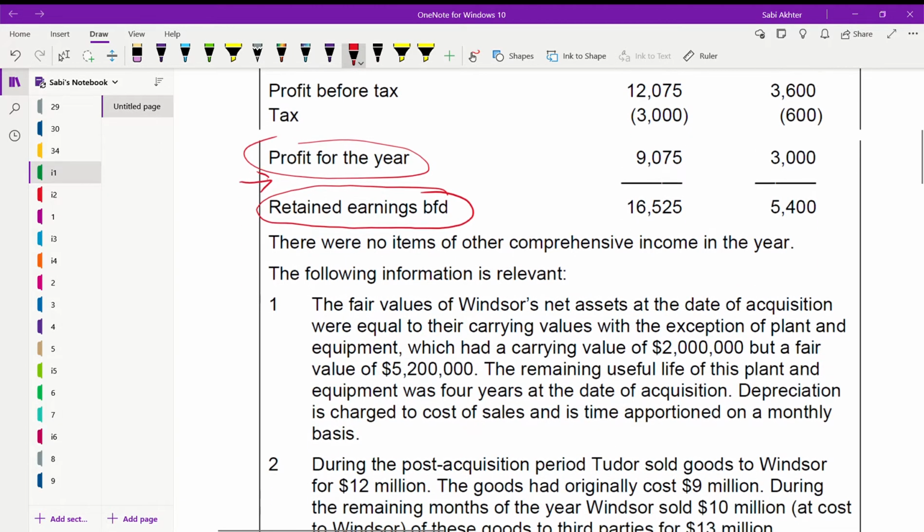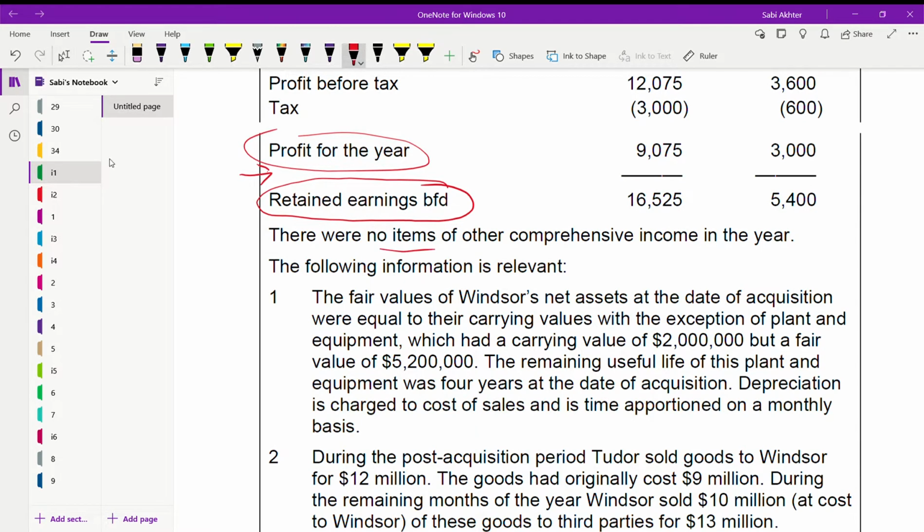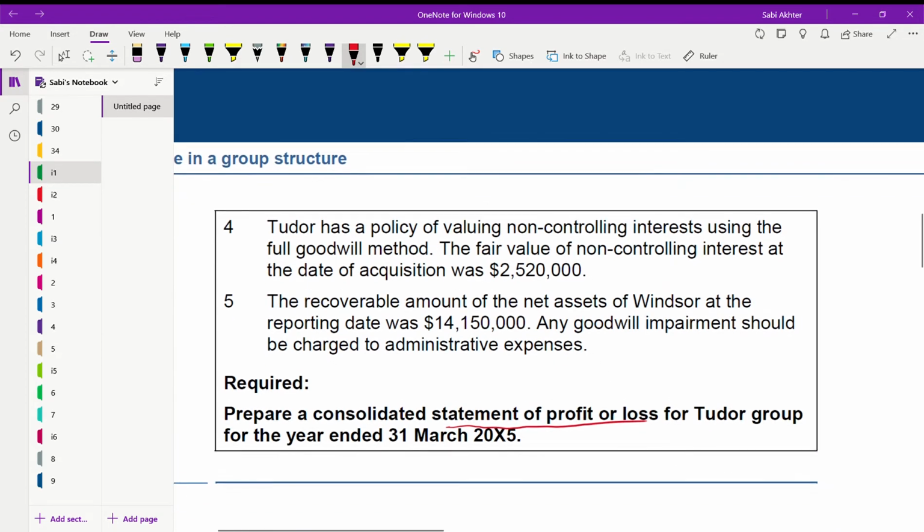So let's start. There were no items of other comprehensive income. Okay, so there are 3, 4, 5. These are the 5 points.